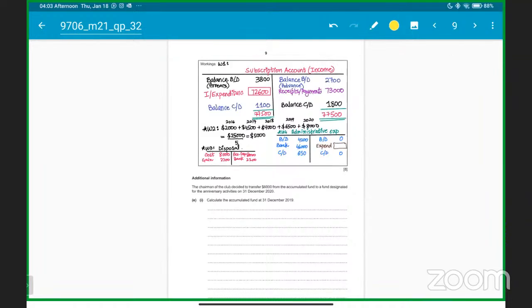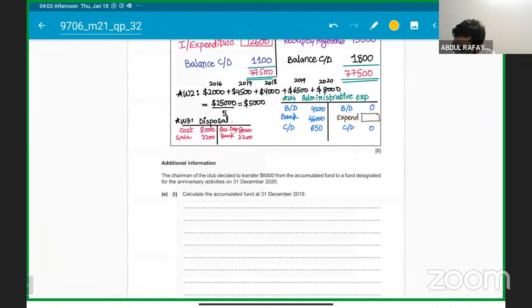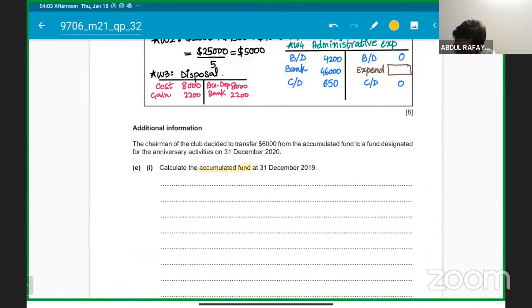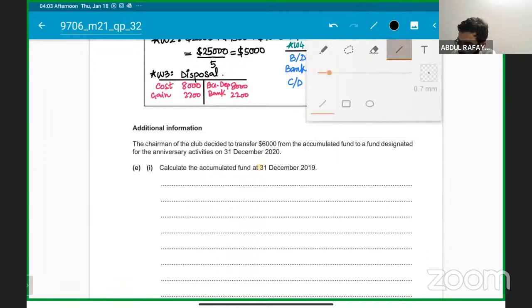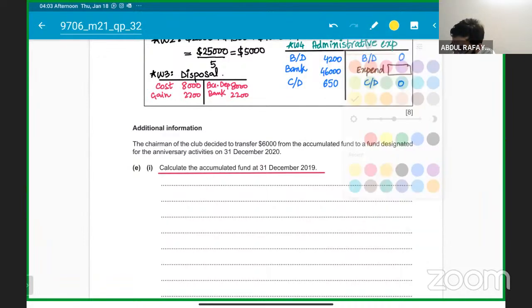Clear. Any problems, any issues? The next thing that we have is very simple and easy. We need to calculate the accumulated fund at 31st December 2019, which is very important. We have to calculate the accumulated fund at the end of the year.